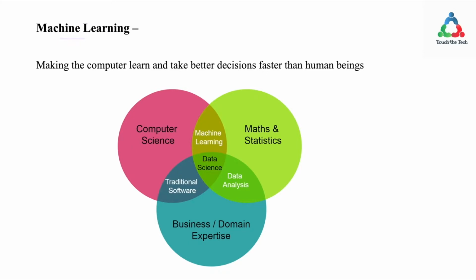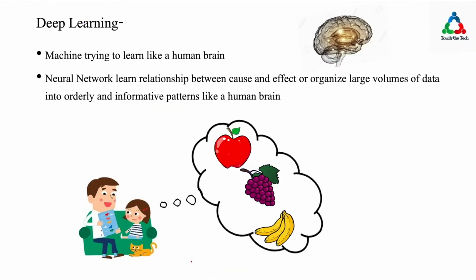So let's go on to so-called deep learning. Deep learning is nothing but the computer or machine trying to imitate the human brain. In deep learning, we have something called a neural network. Let me explain what it is. A dad is trying to teach his daughter what an apple is, what a grape is, and this is a banana. The child does not learn at first sight itself, but iteratively sees it, and finally says that this is an apple, this is a grape, and this is a banana.